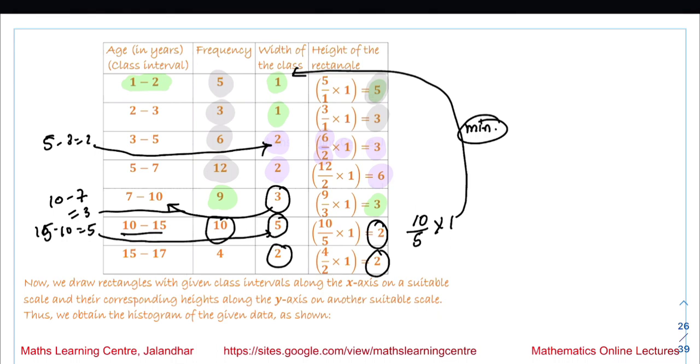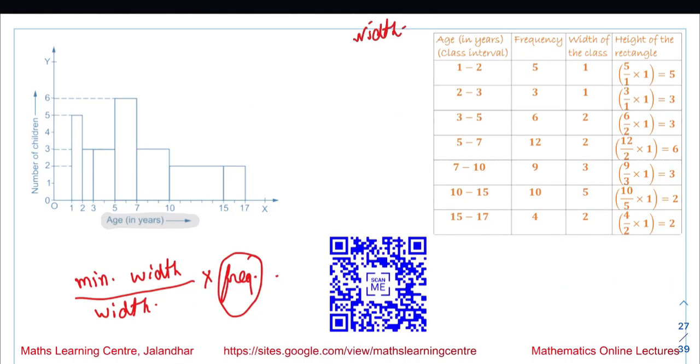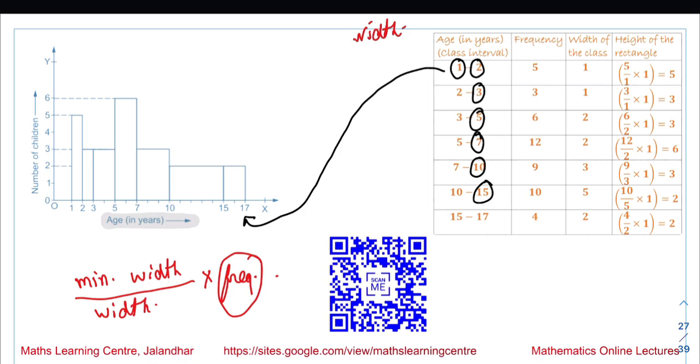So in this question again, along the x-axis we are talking about age in years. What values do we have to take on the x-axis? They are 1, 2, 3, 5, 7, 10, 15 and 17. We have marked these values at equal intervals, that is 1, 2, 3, then 4, 5, 6, 7, 8, 9, 10, 11, 12, 13, 14, 15, 16, 17.